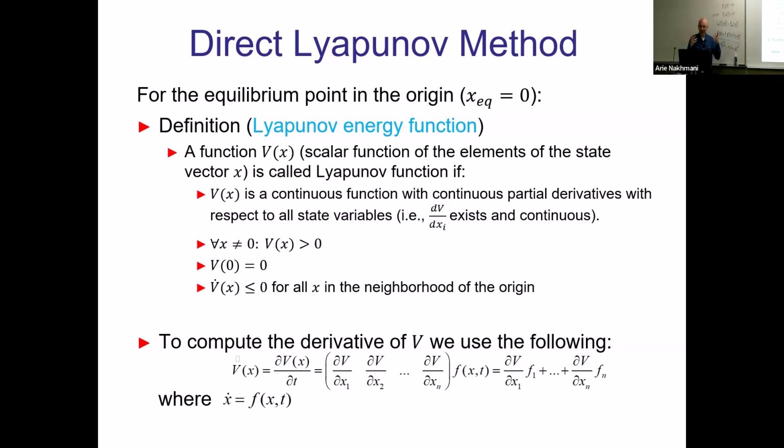What does it mean to have a scalar function? It's one-dimensional, which means it could be like x1 squared plus x2 squared, for example. The single value function for a given vector x. So you substitute values of x1, x2, x3, x4, you get a number, not a vector. So we will call that function a Lyapunov function if it satisfies these four conditions.